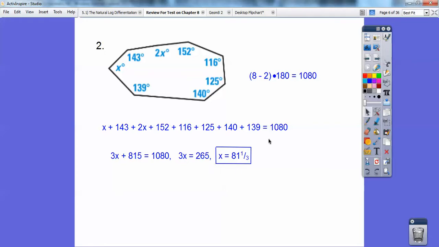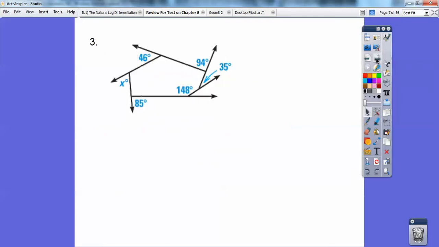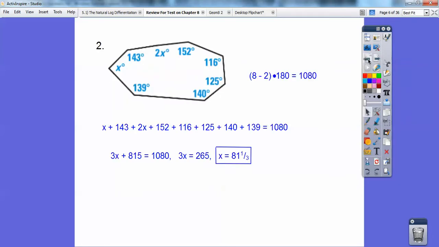My textbook got something else. I checked it again, so I don't know if I'm just tired or what, but I got 83 1/3. My textbook got 28 1/3, so I don't know. Anyways, let me double check, make sure that wasn't outside. No, that was inside angles.